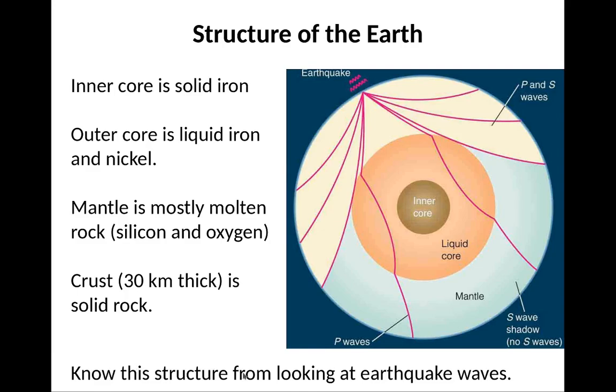And we know the structure by looking at waves from earthquakes as they pass through the Earth. So the waves get bent and diffracted or moved differently through the different materials. And by detecting them in different areas around the Earth, you can actually tell what's deep inside the Earth.